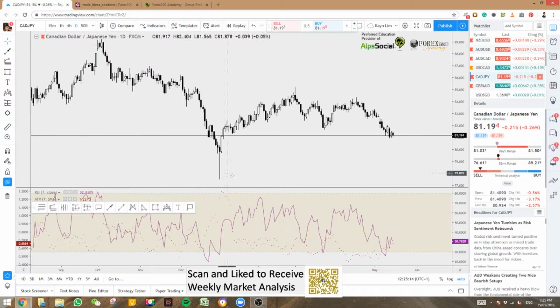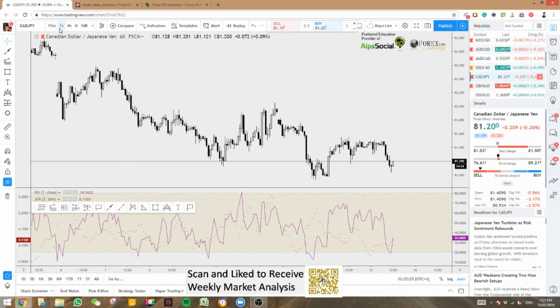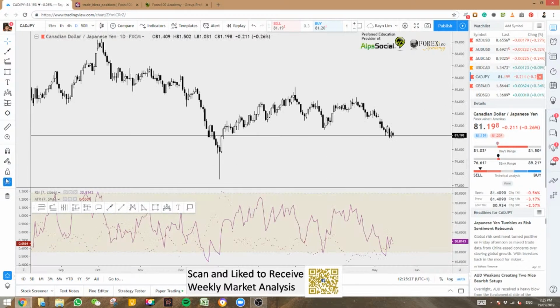On Canada Yen on the daily chart, the market goes into consolidation. Head down to 4 hour. Market came down, went back up, broke and closed below the low price, and this is on the 1 hour. Back to the daily chart, I'll share with you my analysis, a very simple analysis as well.